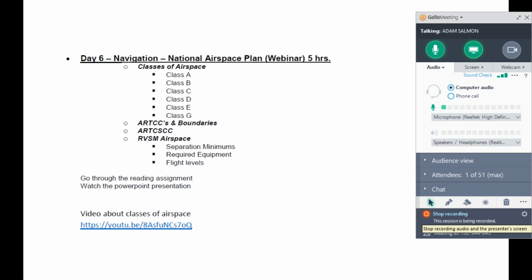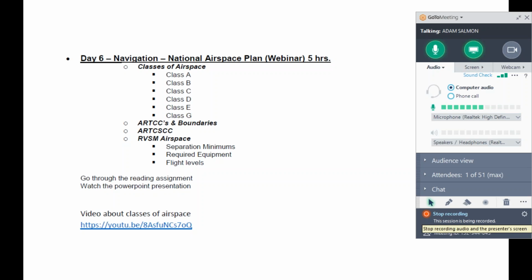So just be able to know what those are, and then after that you're going to look at the RVSM airspace, which is also going to be in the PowerPoint. RVSM airspace, be able to tell me what that is, be able to tell me what flight level it starts at and what flight level it ends at, and also be able to tell me what the separation minimums are in RVSM, and then also what equipment is required on an aircraft in order to be able to enter RVSM.